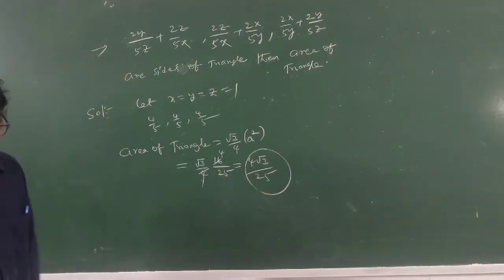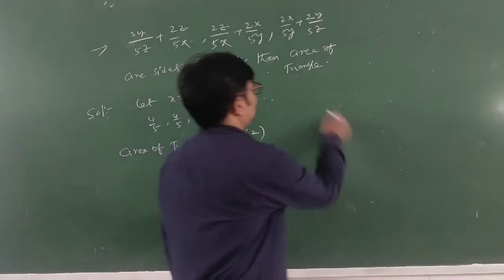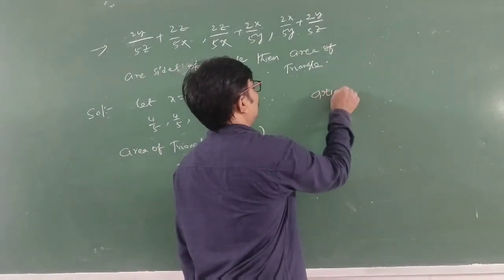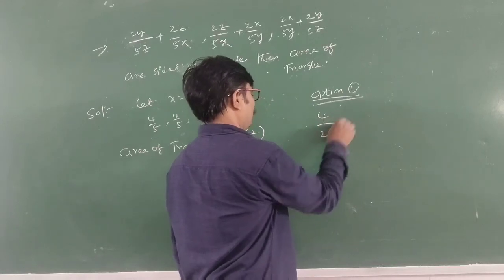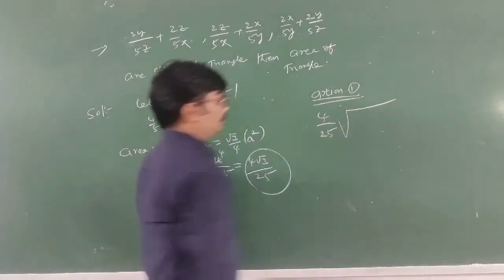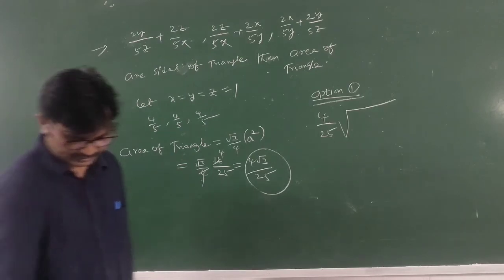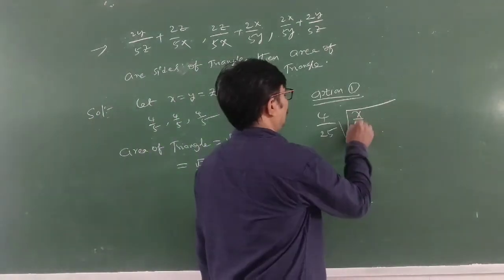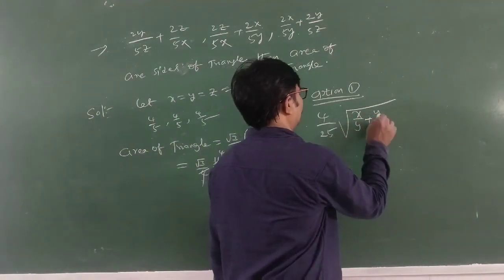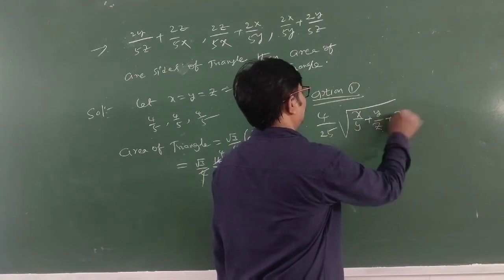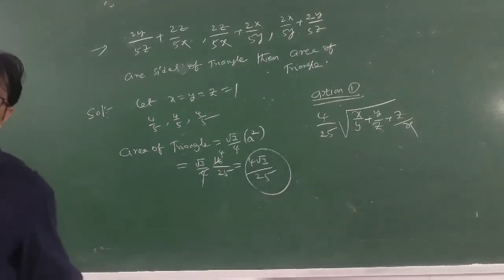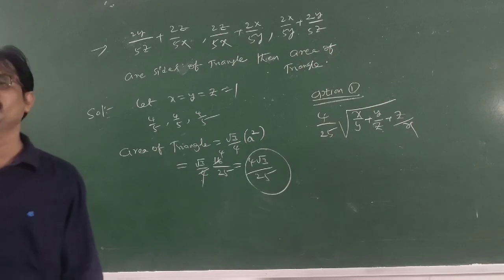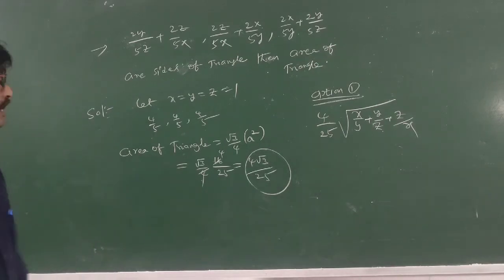Now we can verify each option. Option 1 is there: 4 by 25 under root of x by y and y by z and z by x. My dear students, in the objective point of view, sometimes we take suitable substitutions for the sides. It will be very easy to find the calculation.